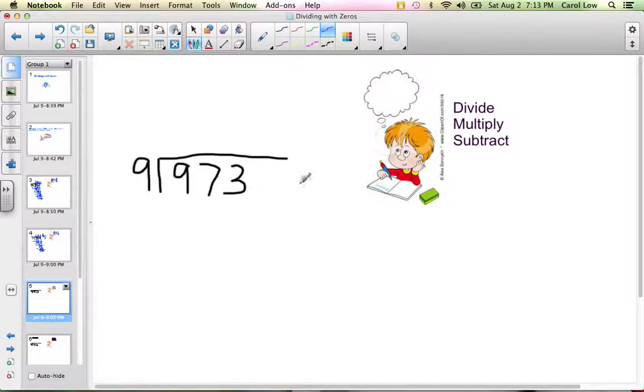You should be getting the hang of it. It's just like a regular division problem, but you might go into a number that the divisor doesn't go into except with a 0. So let's start off dividing. 9 into 9 goes 1. Multiply. 1 times 9 is 9.